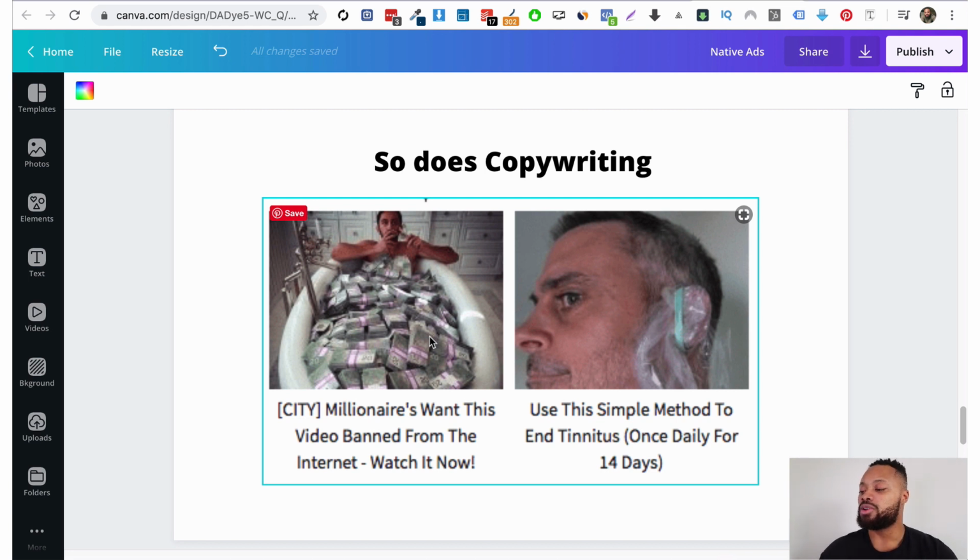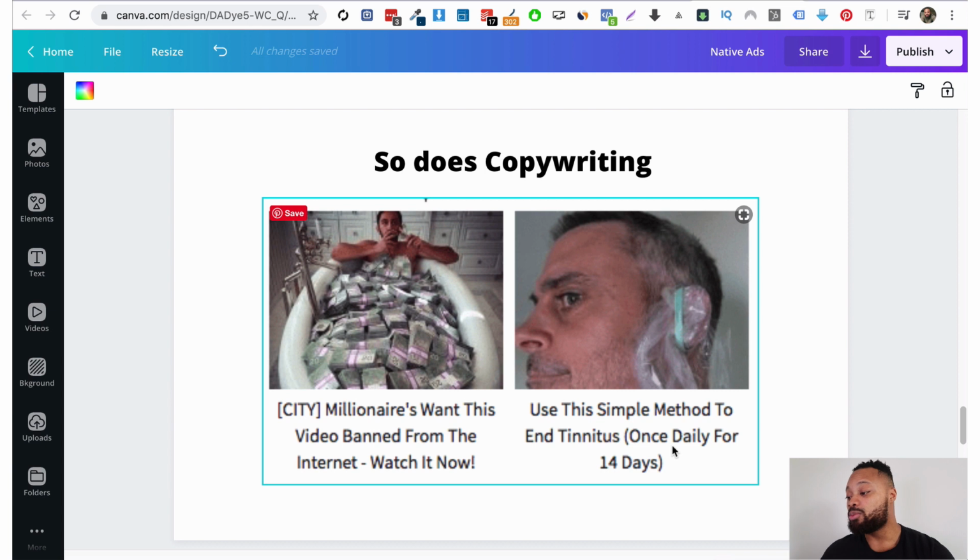Now, another bit of good copy is, "Use this simple method to end tinnitus." I don't know how to pronounce that. I'm sorry, guys. But I think it's tinnitus. Maybe that doesn't sound right. Anyway, once daily for 14 days.